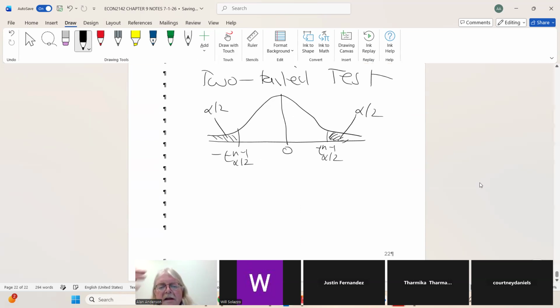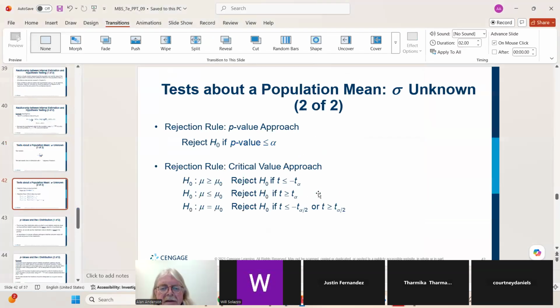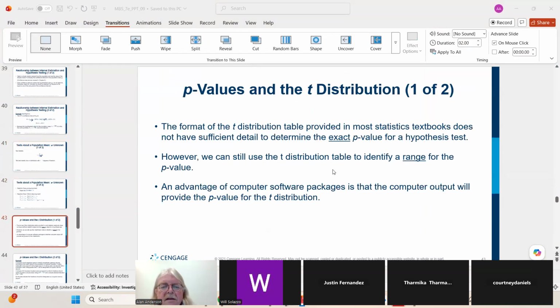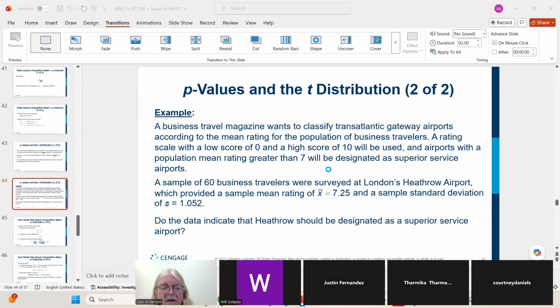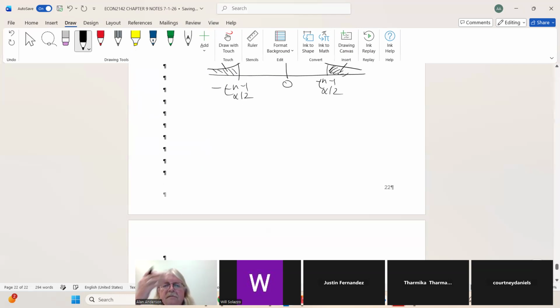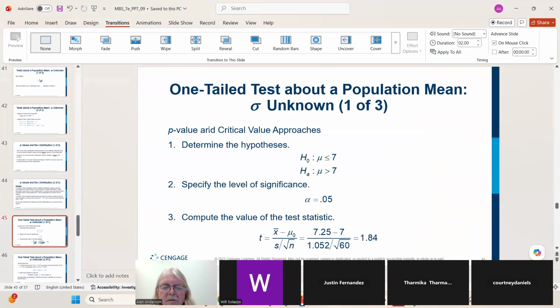Other than that, it's exactly the same as what we had with the standard normal distribution. And of course, the test statistic is different. But other than that, we could also use the p-value approach, not using INV but INVT in the calculator. So yes, they're telling us how to do it both ways.